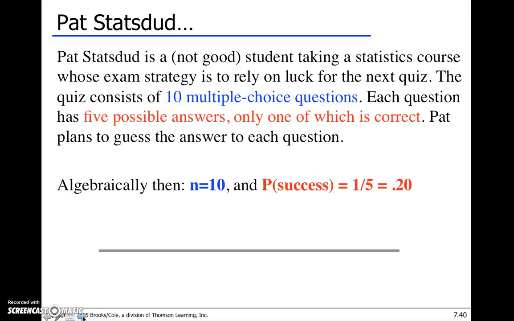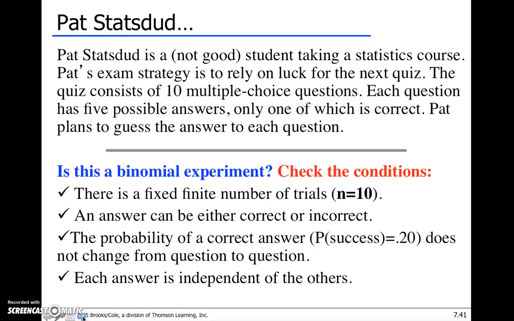Pat is not a good student taking a statistics course, whose exam strategy is to rely on luck for the next quiz. The quiz consists of 10 multiple choice questions. Each question has 5 possible answers, only one is correct. Pat plans to guess the answer to each question. Algebraically then, n is equal to 10. The probability of success is 1 over 5, which is 0.2. The probability of guessing a correct answer is 1 over 5, which is 0.2. Little p is 0.2.